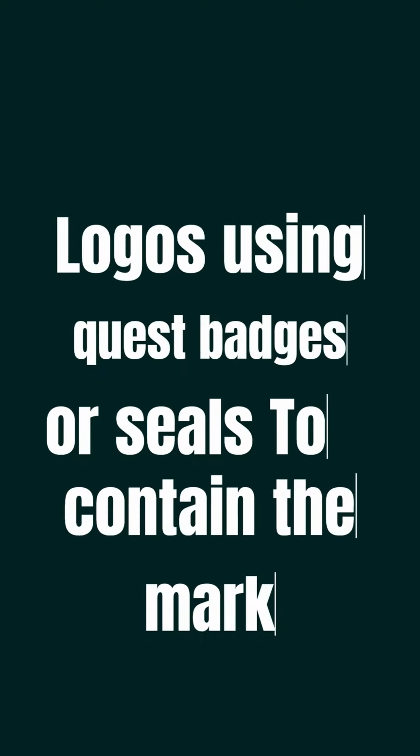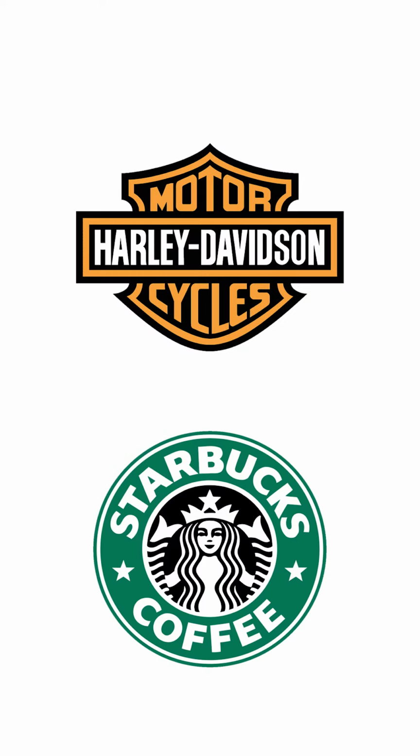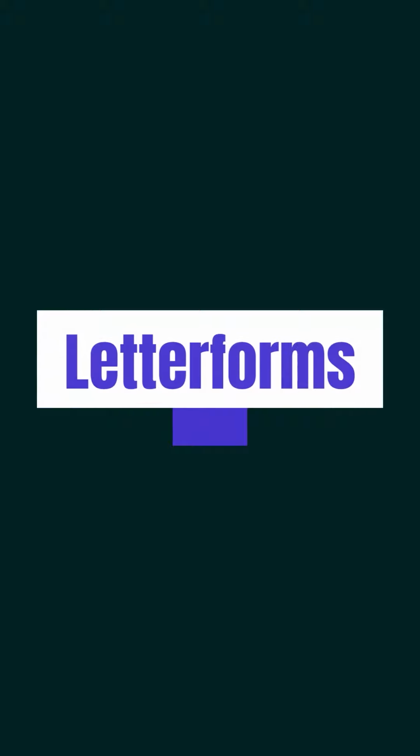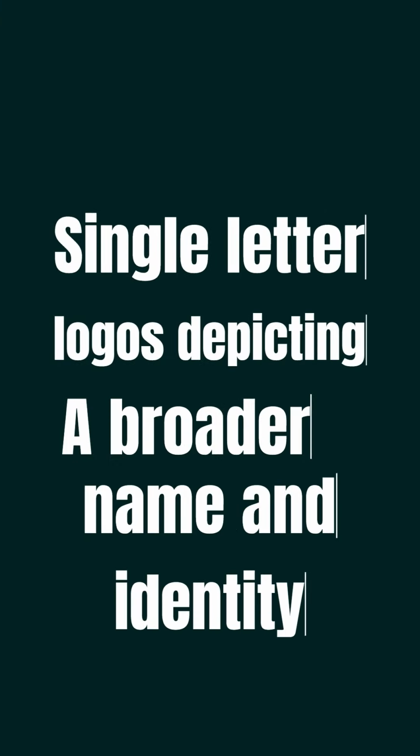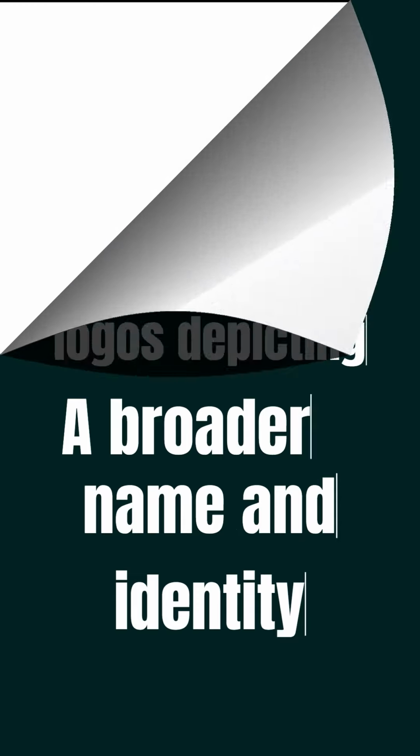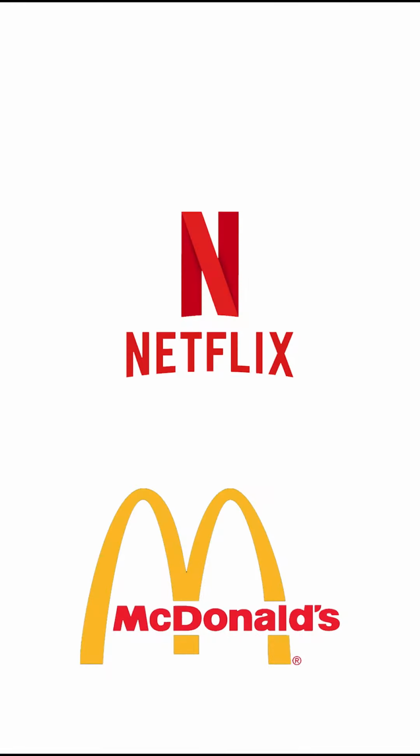Number 6. Emblems. Logo using quest badges or seals to contain the mark like Harley and Starbucks. Number 7. Letter forms. Single letter logos depicting a broader name and identity like Netflix and McDonald's.